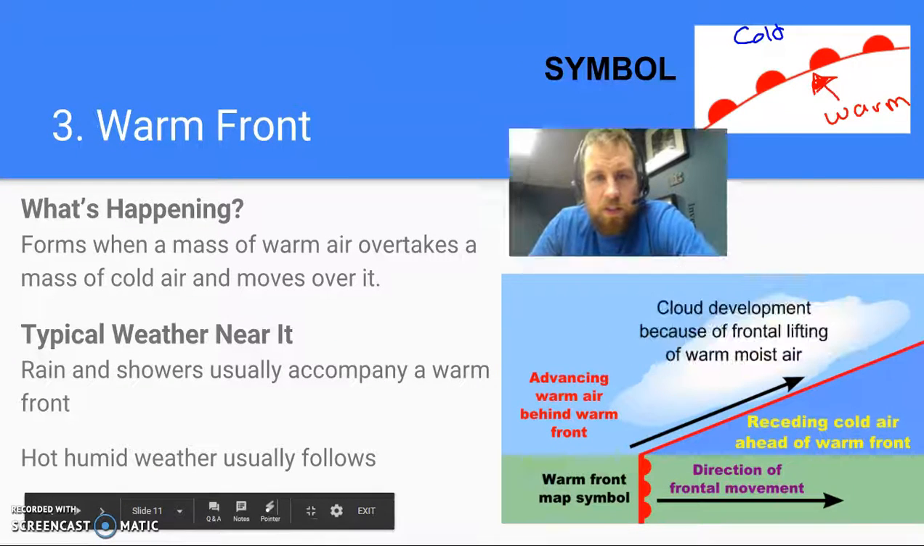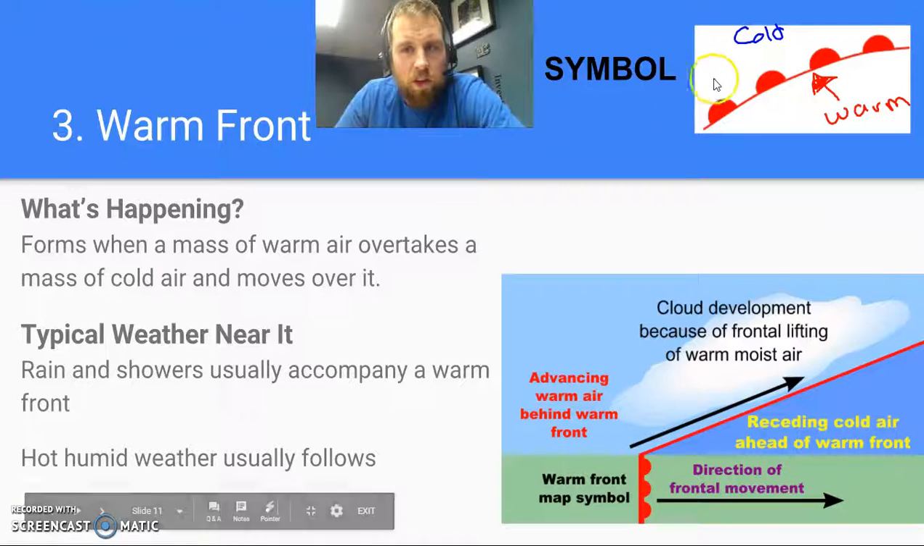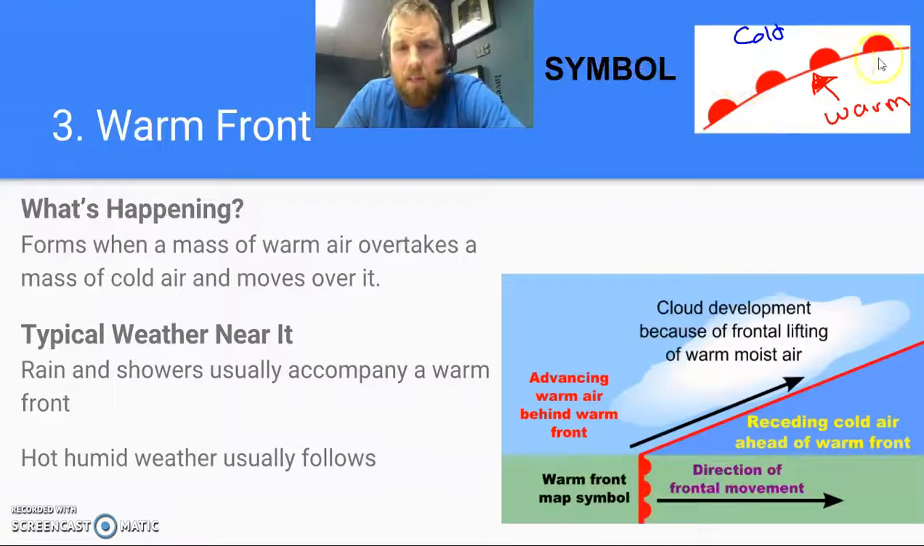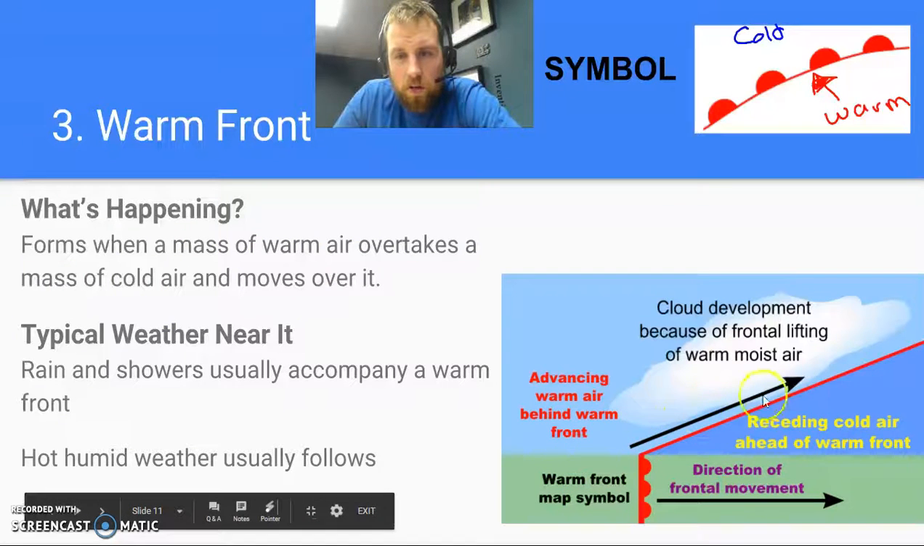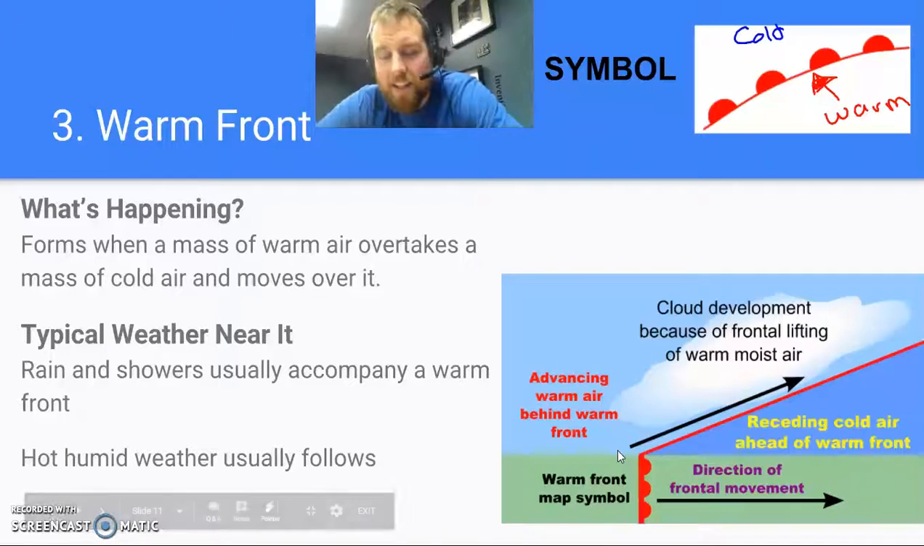Okay, next one on our notes is the warm front. So warm front, here's the symbol. Again, same thing. Make sure you guys get the red half circles. Warm air is behind the warm front, cold air is in front. Again, the arrow showing the direction of the movement. So this warm front will be moving upward towards the cold air. So at a warm front, what do you get? You get warm air overtaking a mass of cold air and moves over it. And the reason why we say it moves over is because, again, you know that warm air is less dense. It's less dense than cold air.